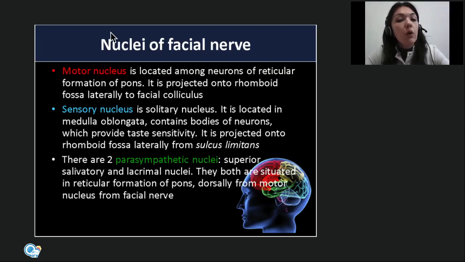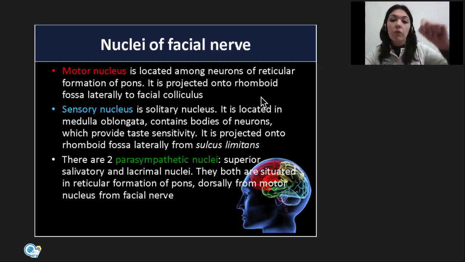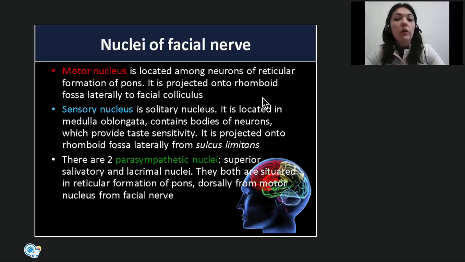So the motor nucleus of the facial nerve is located among the neurons of the reticular formation of the pons, and it is projected onto the rhomboid fossa laterally to the facial colliculus, and its axons form this facial colliculus itself. The sensory nucleus is the solitary tract nucleus. It is located in the medulla oblongata, and it contains bodies of neurons which provide taste sensitivity. It is projected onto the rhomboid fossa laterally from the sulcus limitans. And 2 parasympathetic nuclei, superior salivatory and lacrimal, are both situated in the reticular formation of the pons dorsally from the motor nucleus of the facial nerve.